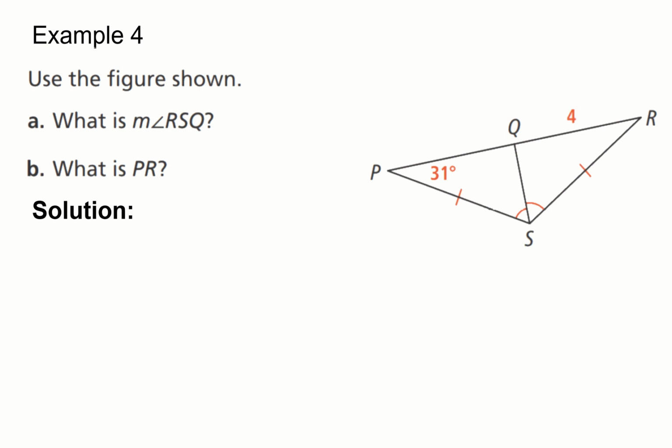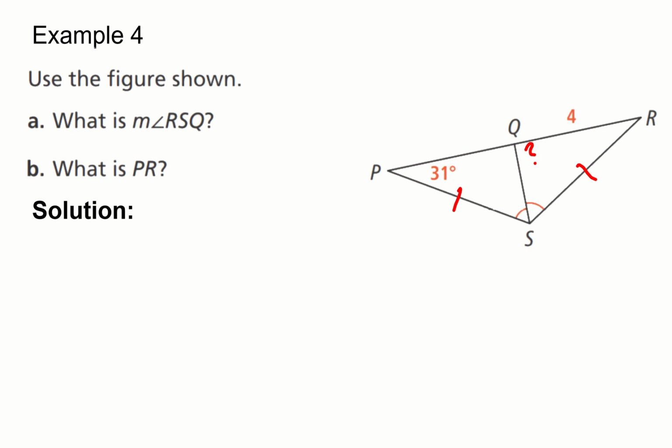Okay, so let's go ahead and use this theorem in the following example. So we have an isosceles triangle. We know because these two sides are the same. What is the measure of angle RSQ? So we want to figure out RSQ.